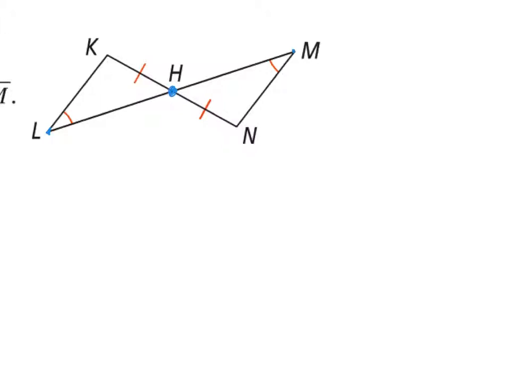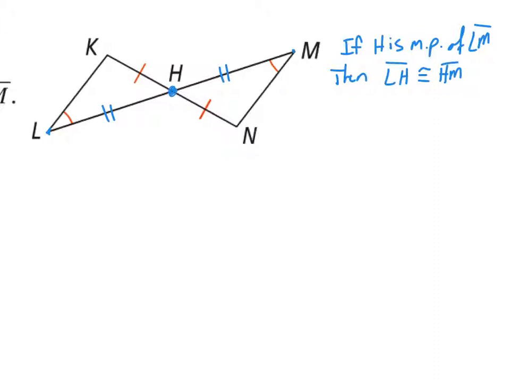Right. Line segment LH would be congruent to line segment HM. Okay? So I'm going off to the side here and saying, if H is the midpoint of LM, then LH would be congruent to HM. Good, all right. Well, let's think about that. Is there now any way for us to prove that line segment LH is congruent to line segment HM?